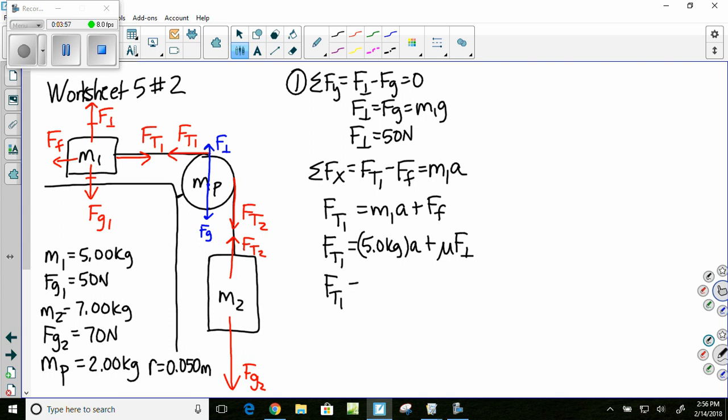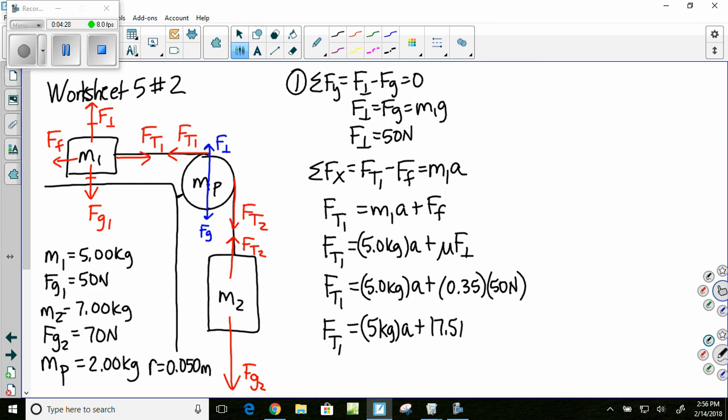They gave me mu in the problem, which I'm not going to write down for space, but you have it in front of you. So 5 kilograms times a plus the coefficient of friction, which was 0.35, and the normal force is 50 newtons. We found that up above. So what I end up with is that Ft1 is equal to 5 kilograms times a plus 17.5 newtons when I do the math. Okay, now when I use the second thing, I'm going to deal with the pulley, and that requires sum of torques.